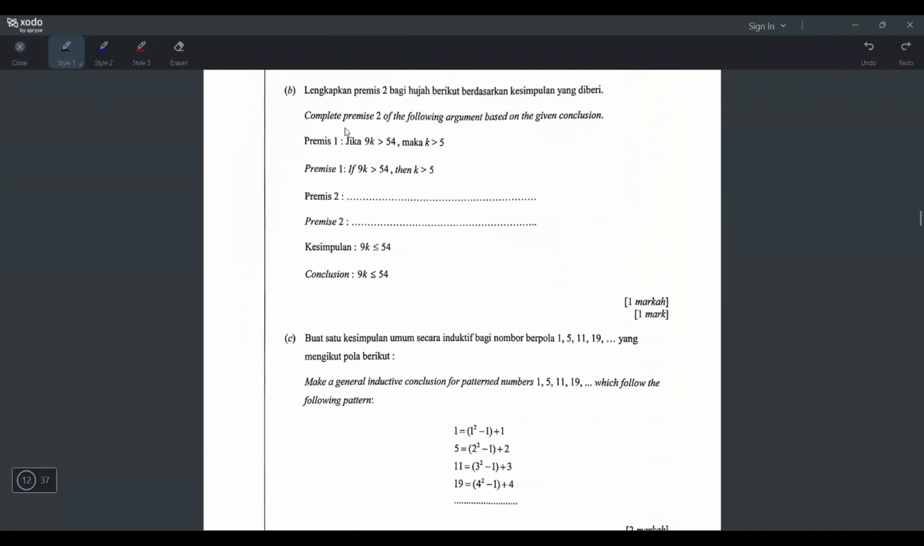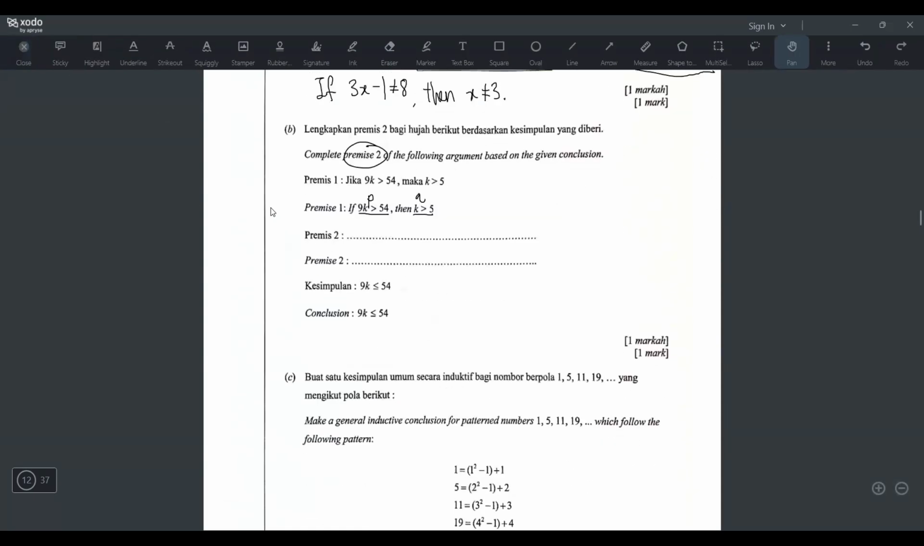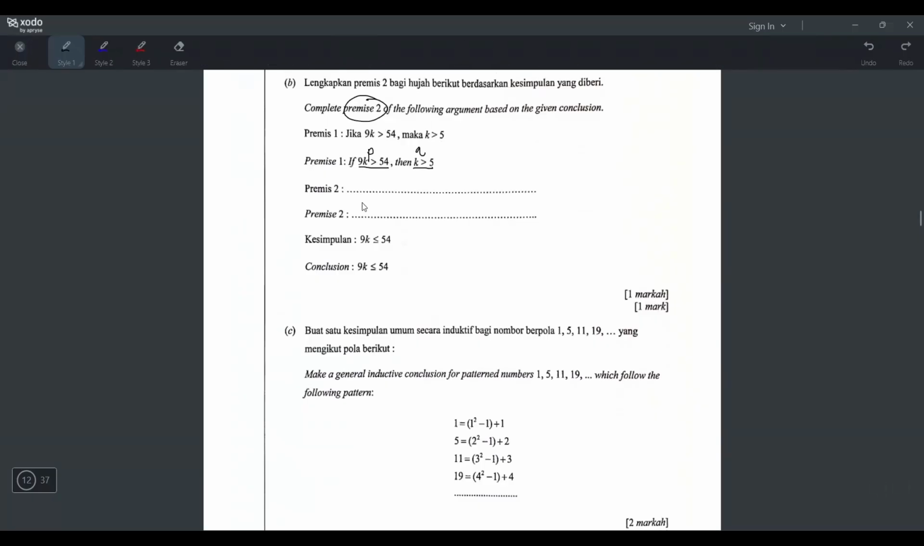Let's continue. B, complete premise 2 of the following argument based on the given conclusion. So we have premise 1, if something, then something, which is the implication. So I'll just underline this and write P and write Q. Whenever it's an implication, I always underline and write the P and Q. Premise 2, they never give us. And for the conclusion, they write 9K smaller or equals 54.